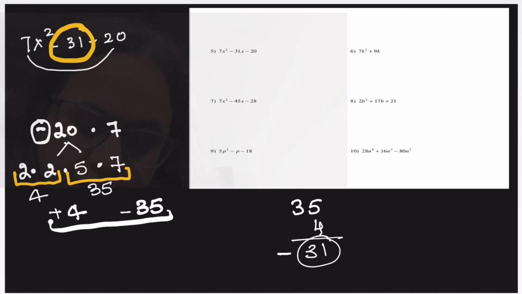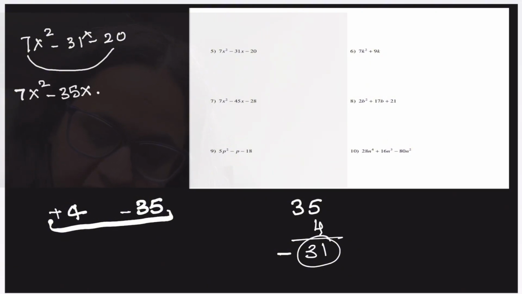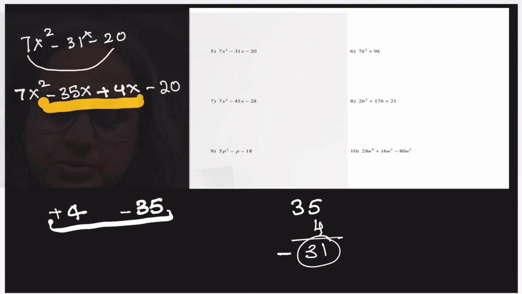So I'll just go ahead and erase this all since we already have our factors. And now I will break apart my middle term: 7x squared minus 35x plus 4x minus 20. Now I have been often asked, does it matter in which order I put my factors in? Can I write 4x before 35x? Absolutely yes, you can. If your mathematics is correct, you will get the right answer.